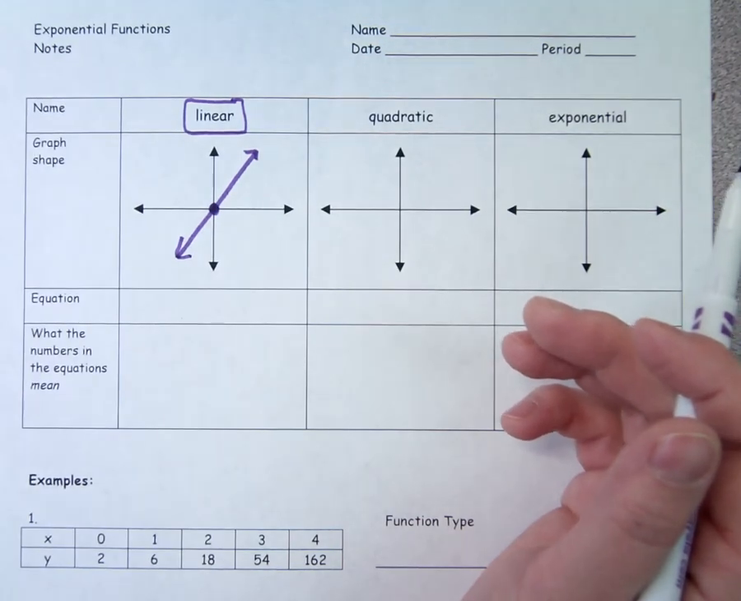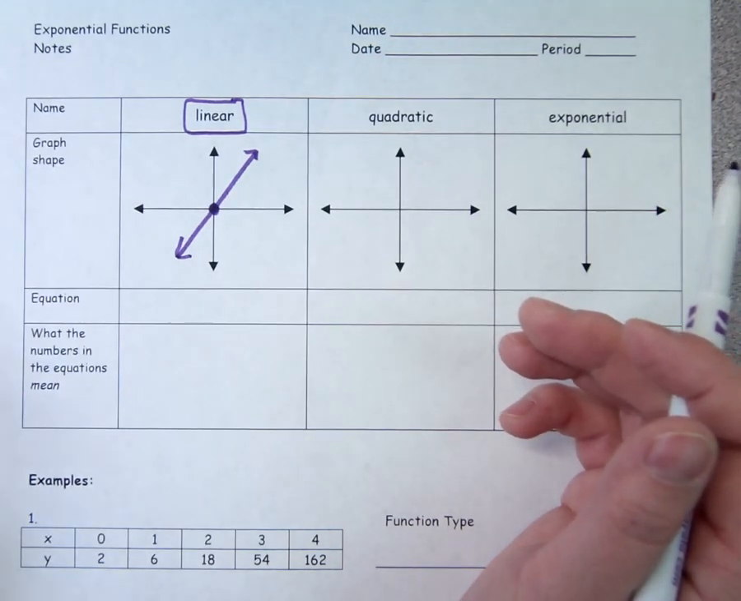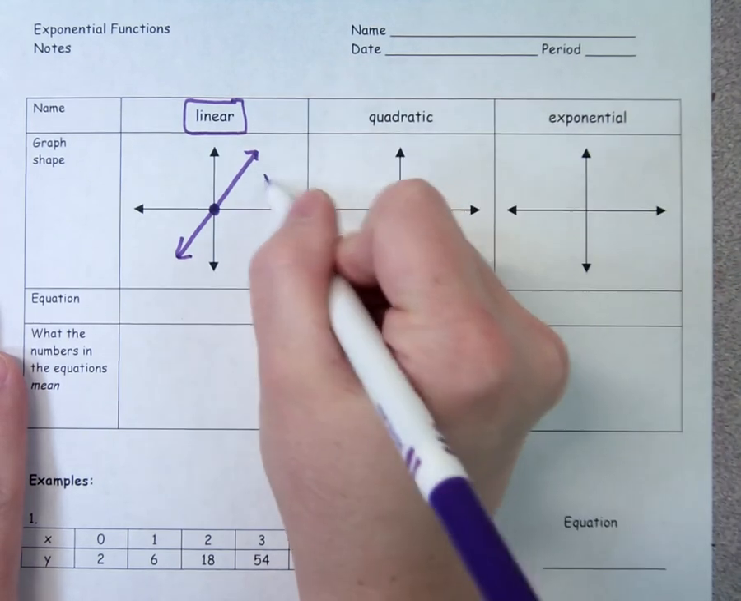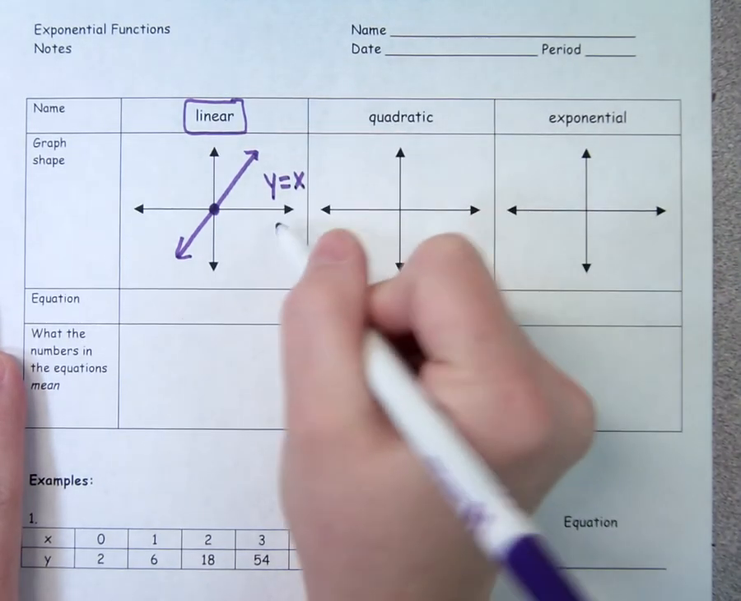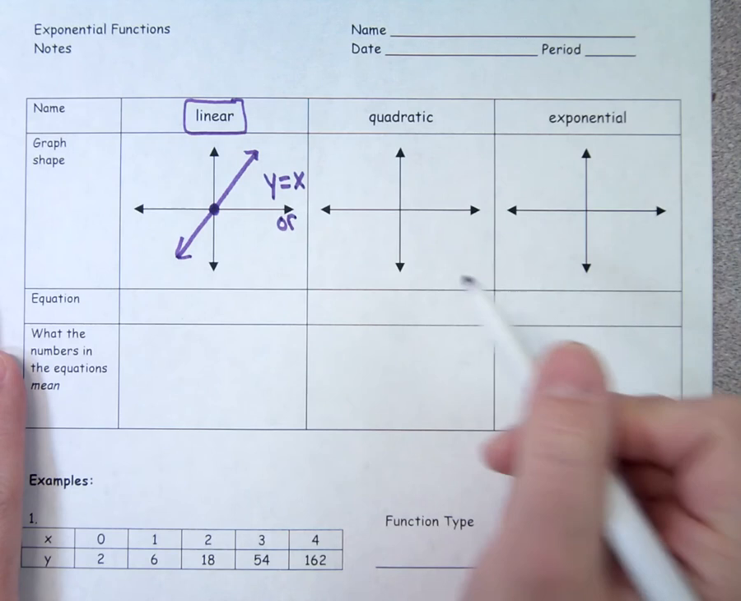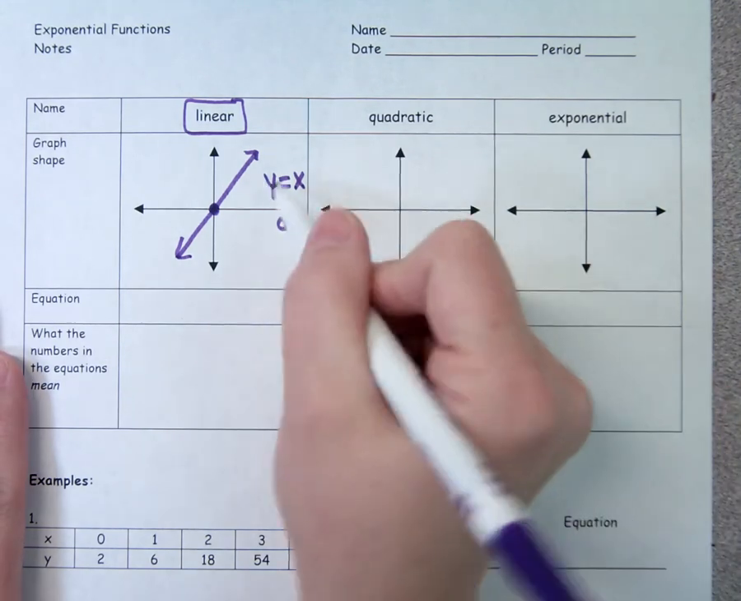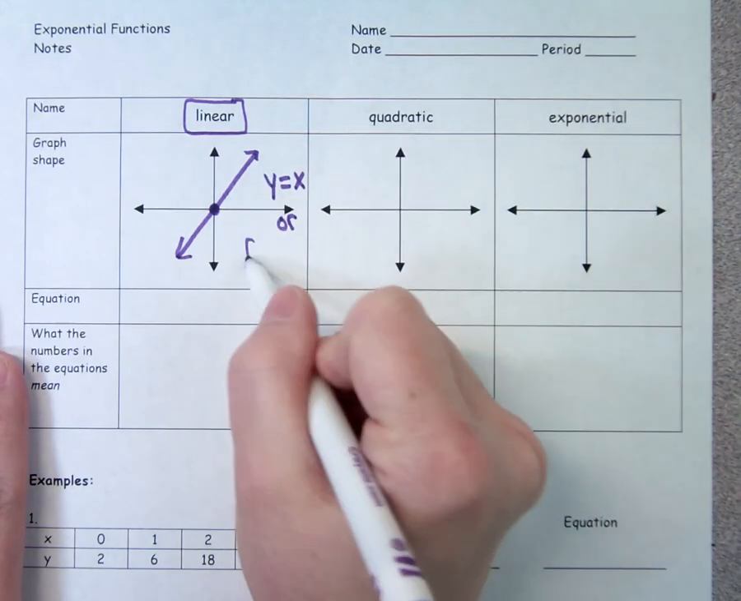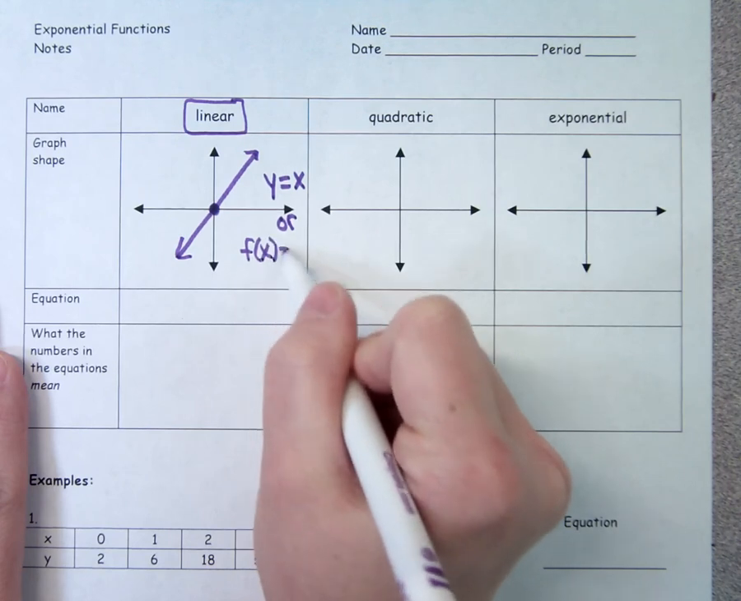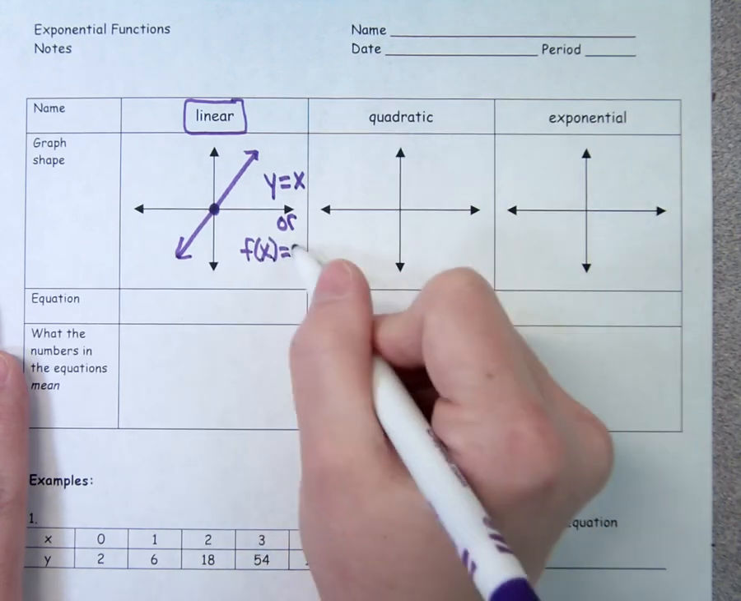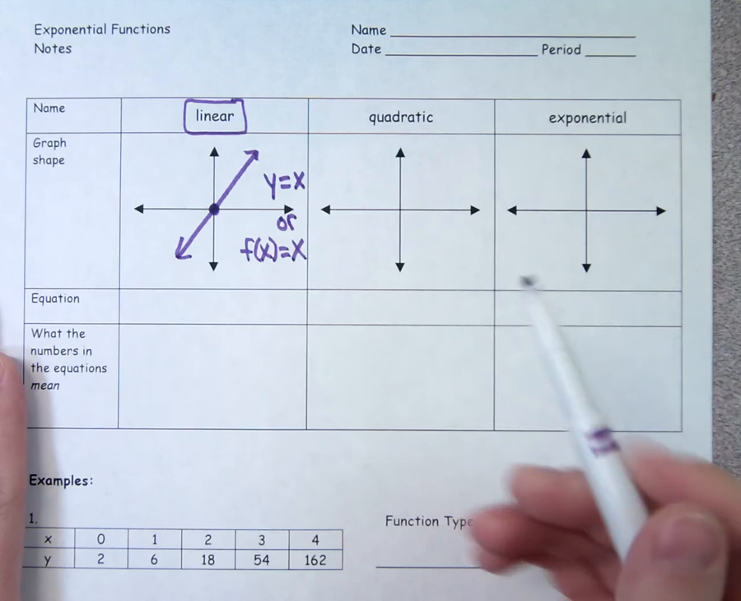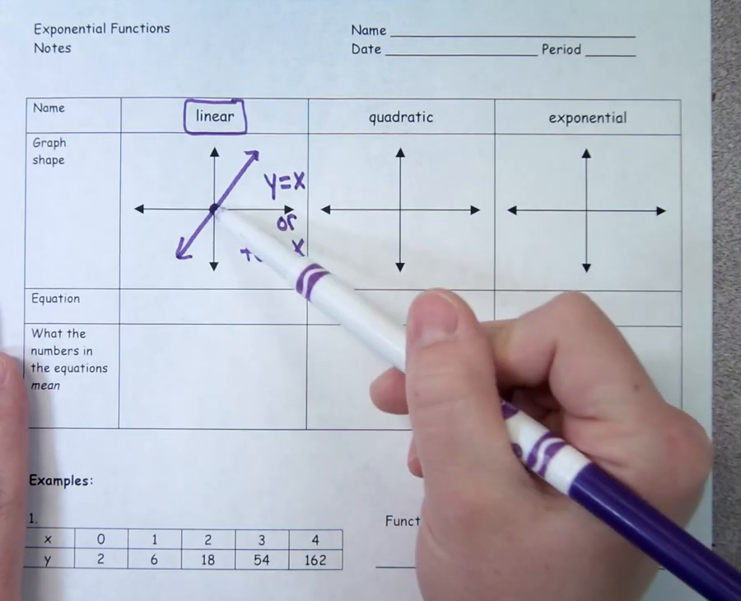Do you remember what the equation is for our linear parent function? It is y equals x. And then, of course, sometimes you might see it written a little bit differently. Instead of y, f of x means the same thing. So sometimes you'll see f of x equals x. So this is the picture of the linear parent function.